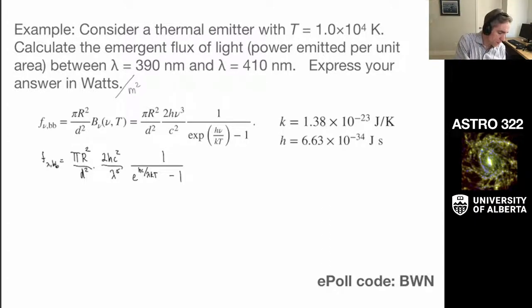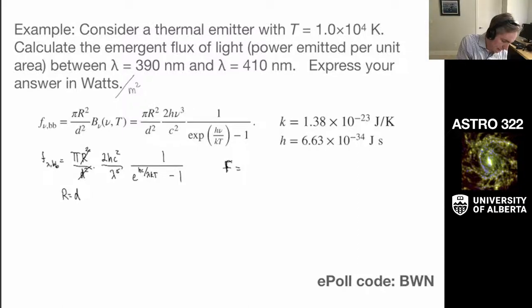It says pi r squared over d squared, 2hc squared over lambda to the fifth, 1 over the e to the hc over lambda kT minus 1. I'm going to put in some additional pieces of information for you. First, we want the emergent power, so that's at the surface of our emitter. So we're going to take R equal to D, and what that means is that we're going to cancel out these two terms. Then the other thing that we're going to use is that we need to know the total flux coming out.